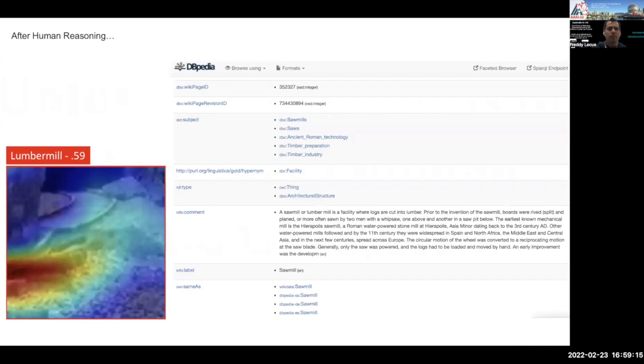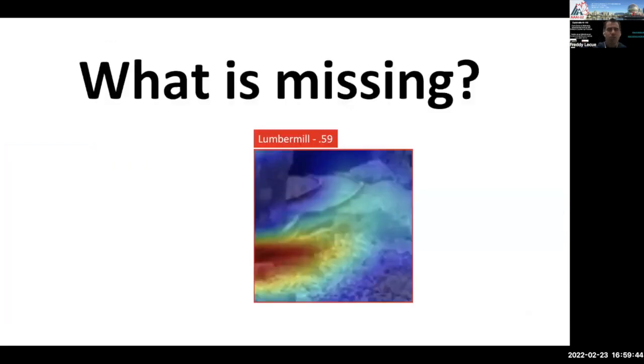Then if you do human reasoning, you check lumber mills, as I mentioned. It's a set of lumber. A mill is a facility where you have logs, and you have logs over here, so it does make sense. If you just step back, you see that they connect lumber mill, they connect logs, and all of those things are already connected in DBpedia. They are already defined. So what is really missing?